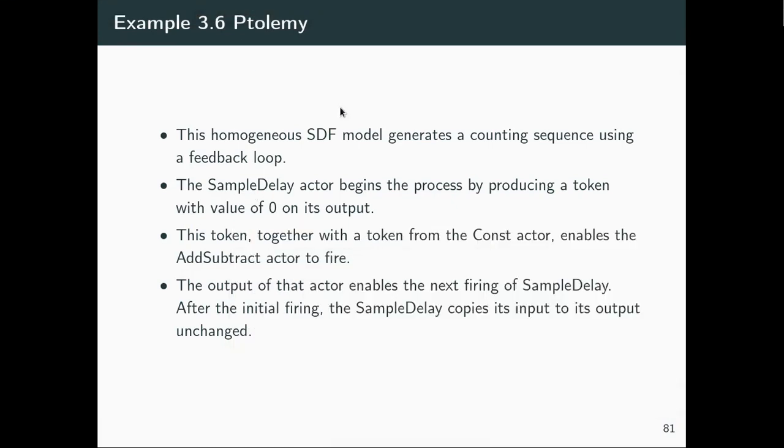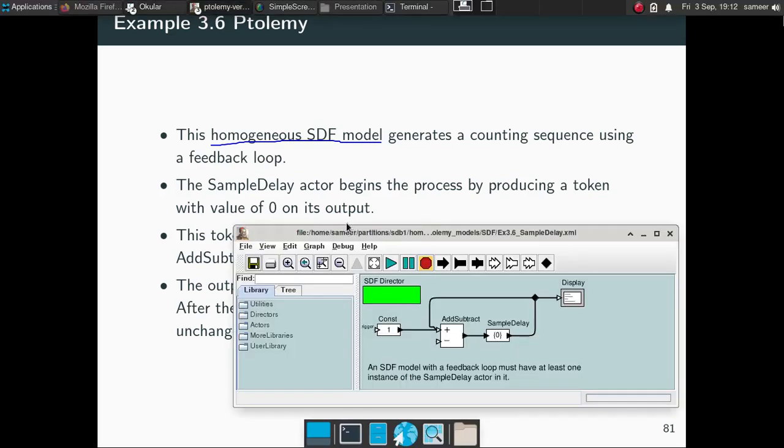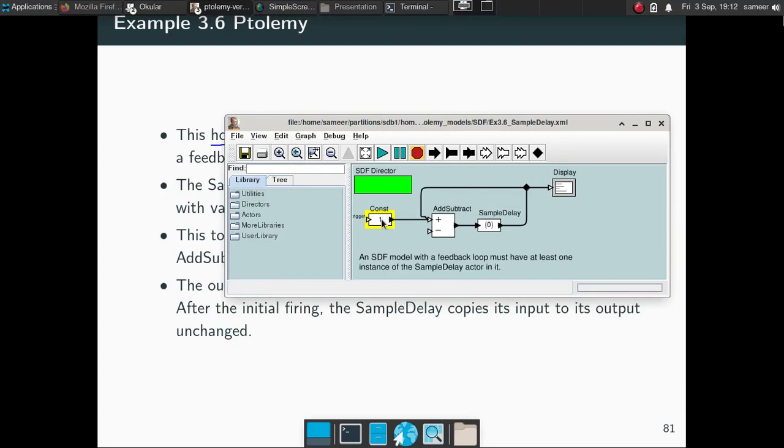So what do you mean by a homogeneous SDF model? A homogeneous SDF model is basically when you have actors, and when there is a token on each input port of a particular actor, it fires and produces one token on each of its output ports. So the director in this case of a homogeneous SDF model has to ensure that each actor fires in order. In the example that we are going to see here, we have an actor called the const actor. So what does a const actor do?